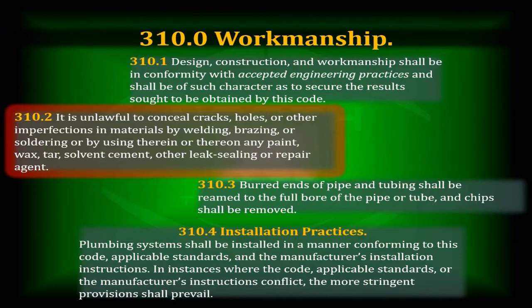310.4, installation practices. Plumbing systems shall be installed in a manner conforming to this code, applicable standards, and the manufacturer's installation instructions. In instances where the code, applicable standards, or the manufacturer's instructions conflict, the more stringent provisions shall prevail.